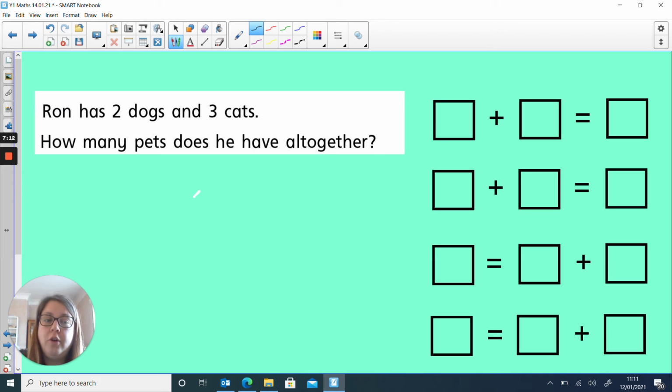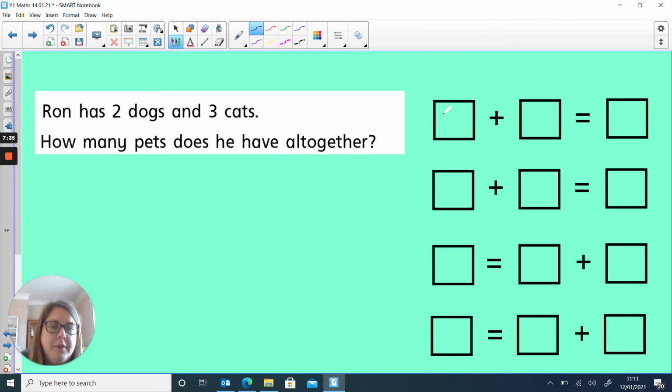As long as you're understanding that a part and a part equals a whole and a whole equals a part and a part, it's whatever works best for you guys. So pause the video and have a go. I'll read the number problem one more time. Ron has 2 dogs and 3 cats. How many pets does he have altogether? Have a go.